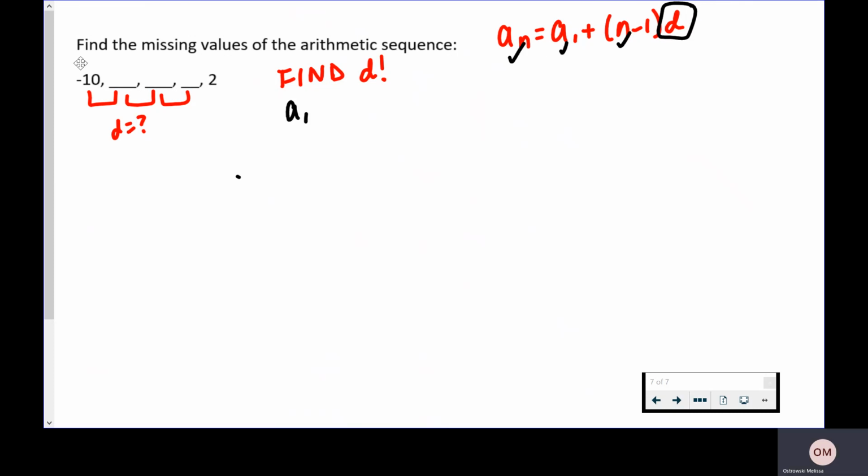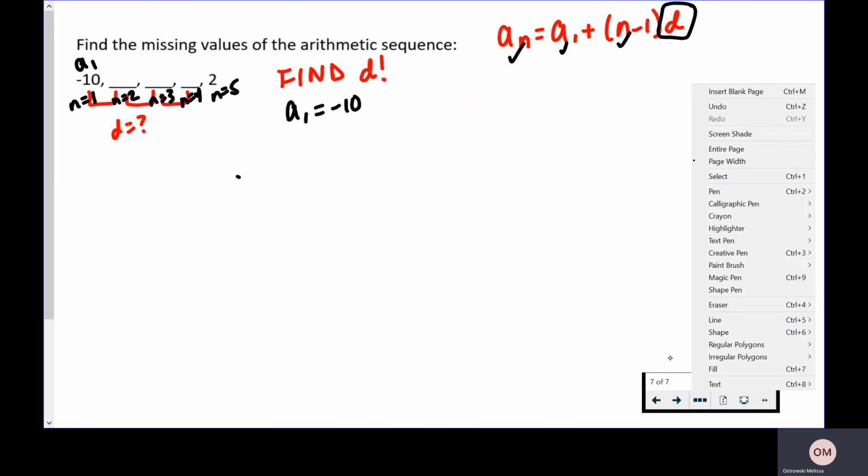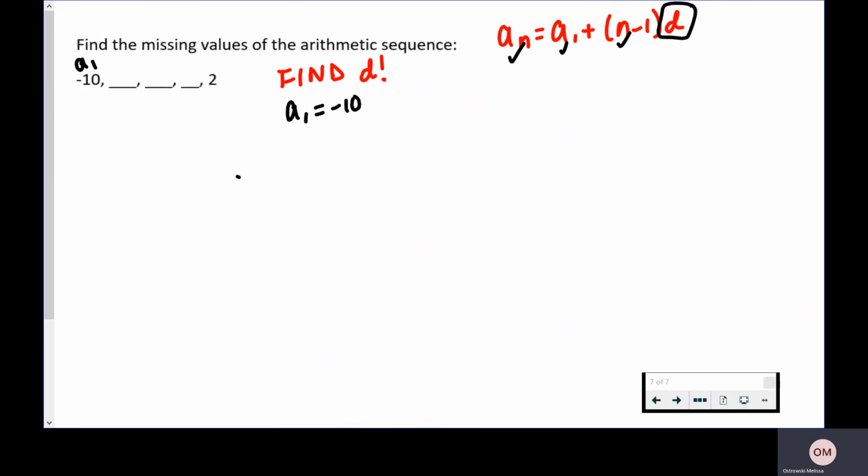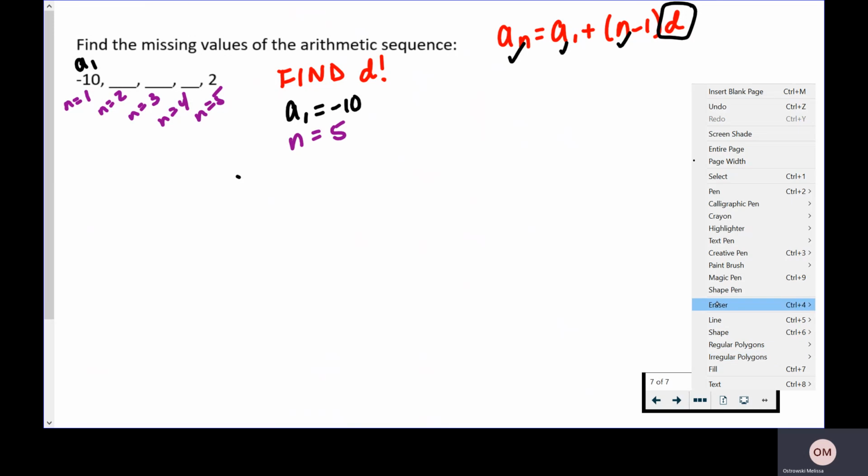I definitely have a sub 1. That's right there. Negative 10. I also know here n is equal to 1, n equals 2, n equals 3, n equals 4, and n equals 5. I'm going to rewrite those. They don't fit well, and I'm going to erase this. So this would be n equals 1, 2, 3, 4, 5. So I know n is 5. I have 5 terms there, so I can let n be 5.